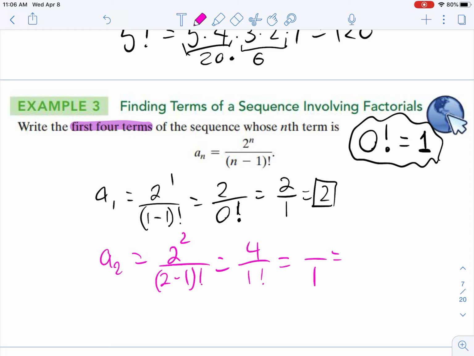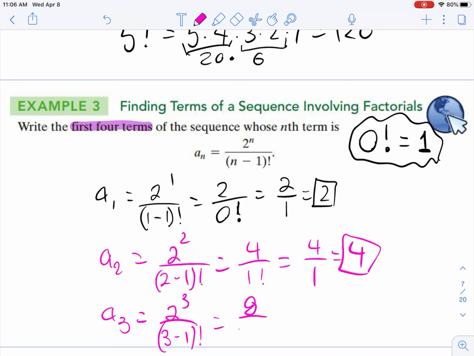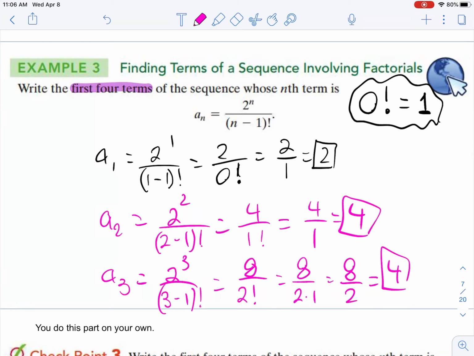Okay. Then we're going to find a sub 3, where we get 2 to the power of 3 over 3 minus 1 factorial. And this is going to give us 8 over 2 factorial, which is 8 over 2 times 1, which is just 8 divided by 2. So we get 4. Okay, and as we keep going, we're going to start seeing some patterns.